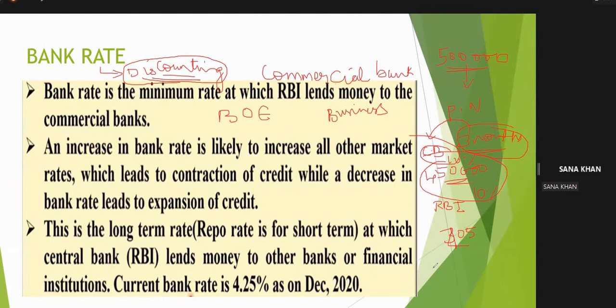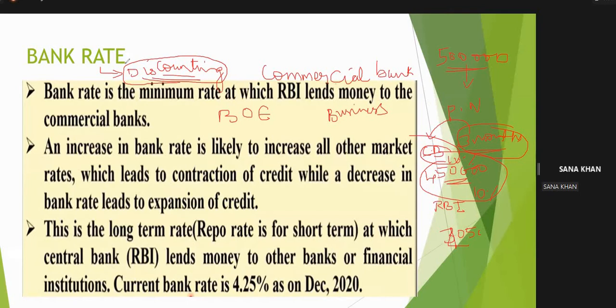In 2020 it was 4.25. I'll give you the current rates at the end of this monetary policy. Then repo rate, you all know better what repo rate is. Repo rate. Anybody? Repo rate is the rate at which the RBI lends short-term money in the market.